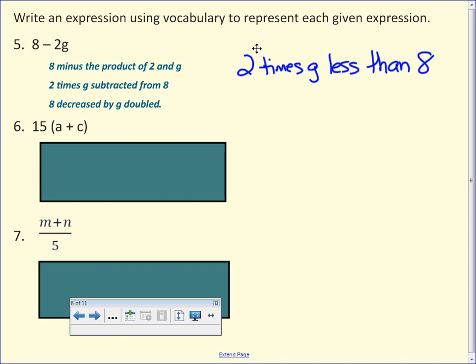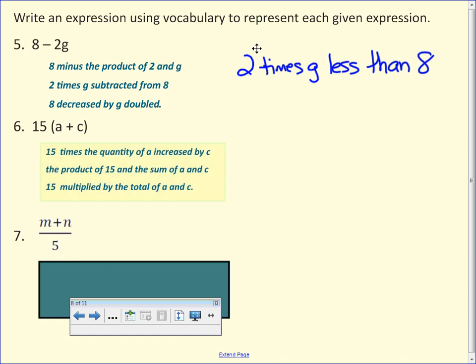All right, for number 6, we have a couple possibilities. 15 times the quantity of A increased by C, or A plus C, the sum of A and C, the product of 15 and the sum of A and C, 15 multiplied by the total of A and C. And I definitely would suggest copying these down now so that you have many different choices.